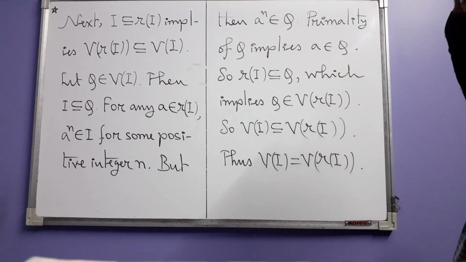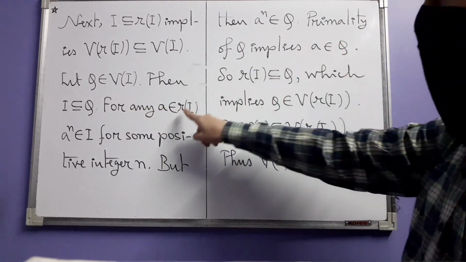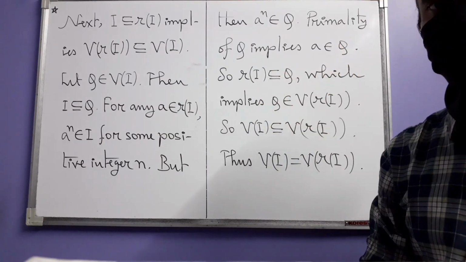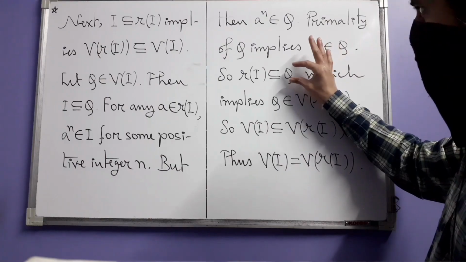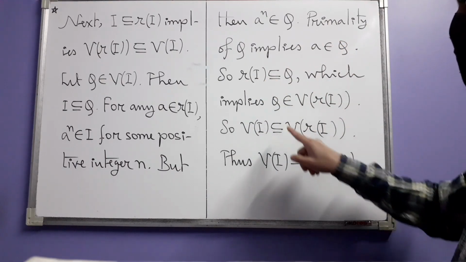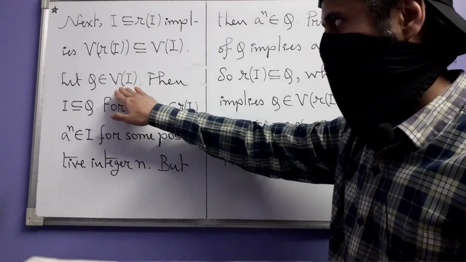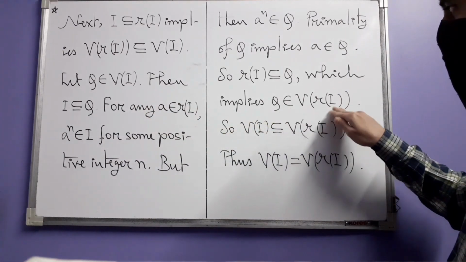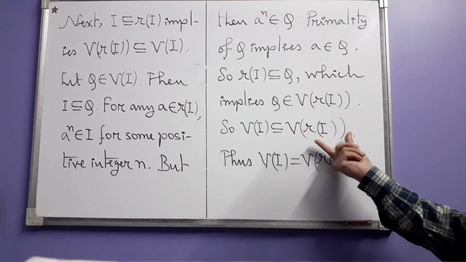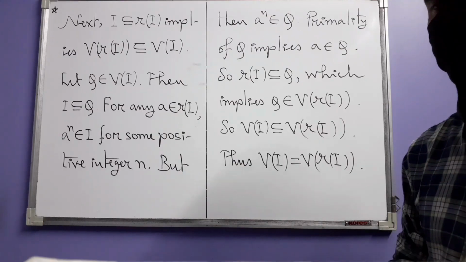But then what are we getting? From this part to this part, any element in the radical is also in Q. So the radical is a subset of Q. But then Q becomes a prime ideal containing R of I, which just means that Q belongs to V of R of I. So that's how any Q in V of I is also inside V of R of I. So V of I is also a subset of V of R of I, and that's how we have equality. So this is the second equality.